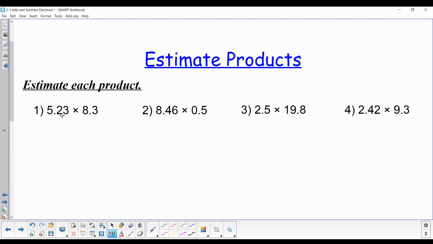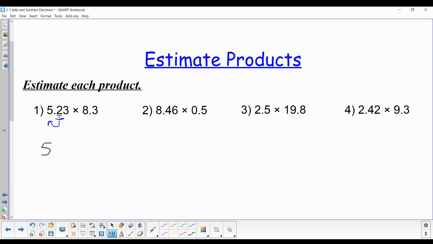Problem number one is 5 and 23 hundredths times 8 and 3 tenths. All you have to do to estimate the products is to round them to the nearest whole number and then multiply. So for example, 5 and 23 hundredths. You look at the number to the right of the 5, and if it is 4 or below, you leave it alone. That'll just be a 5.